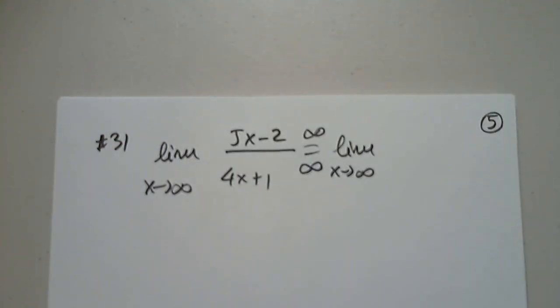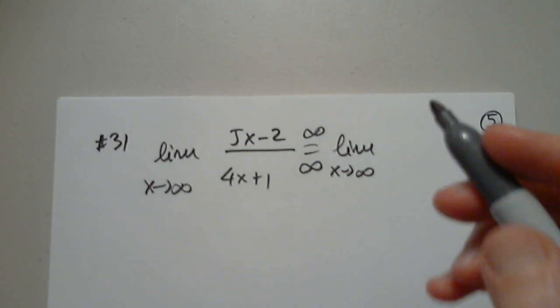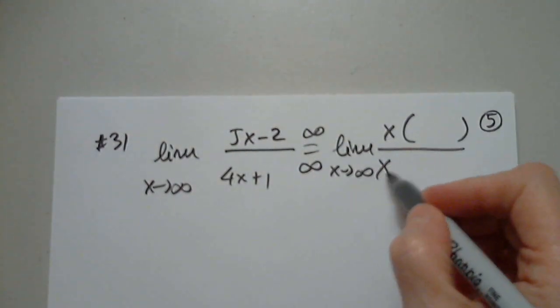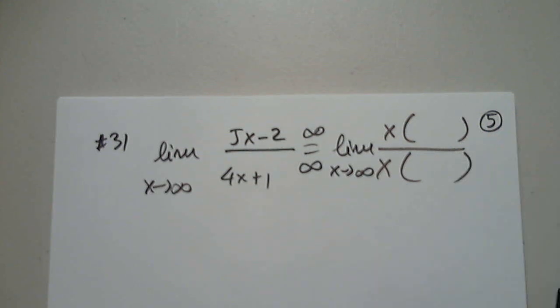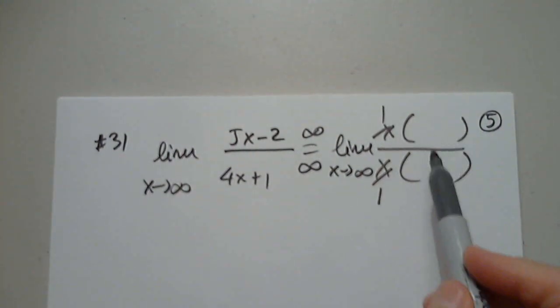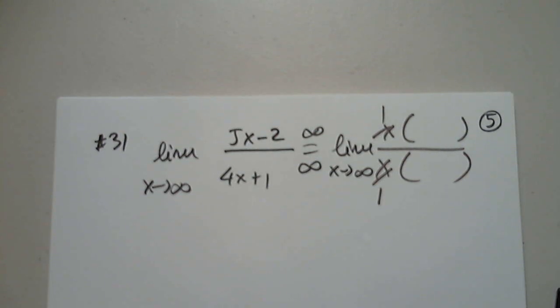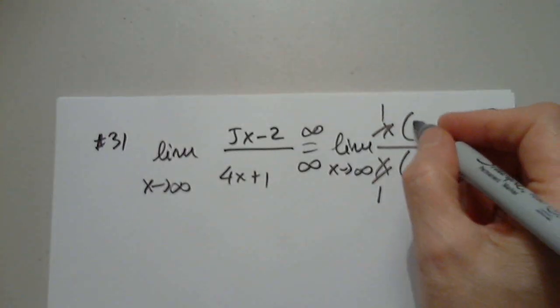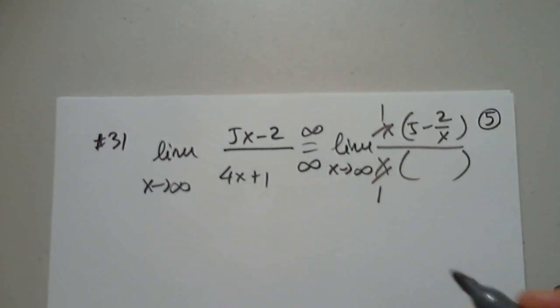So the numerator has degree 1. The denominator has degree 1. So I have to factor out x in both cases, and then eventually I will simplify. But what is left at the top and what is left at the bottom? 5 minus 2 over x. Excellent, 5 minus 2 over x.